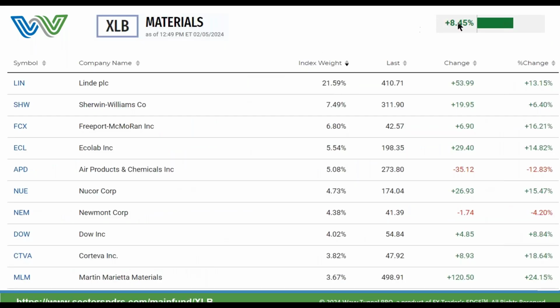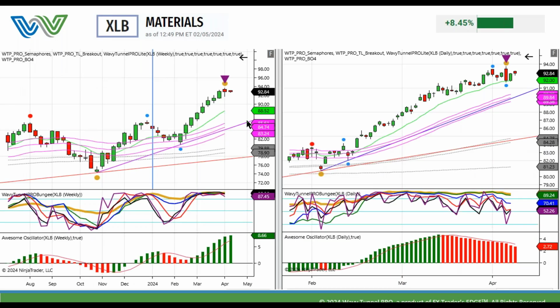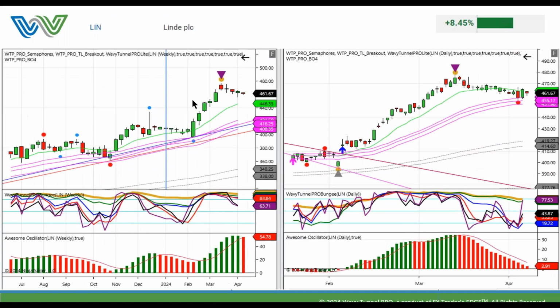XLB Materials, XLB is up 8.79% year to date, and let's see which stocks have performed really, really well here. Martin Marietta Materials up 24%, but we're going to take a look at the one with the highest index weight, which is LIN. Okay, this is materials and this is LIN. So we sold off initially where? Right into the wave and then bounced right off.